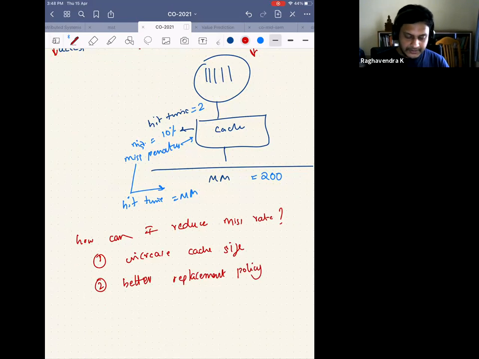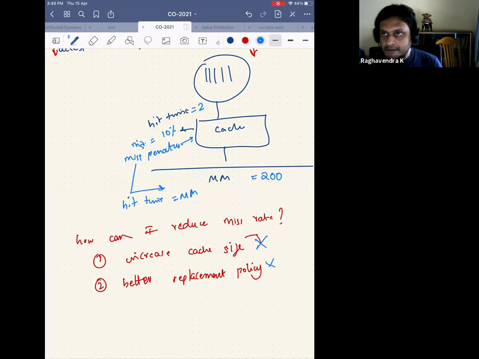Any other answers? There are multiple answers that you can come up with. Let's say I can't increase the caches. For now, because I don't like Aditya, I said I can't increase the cache. And since I don't like Devashi, I said I can't do any better replacement policy. This is the best replacement policy that I've come up with.